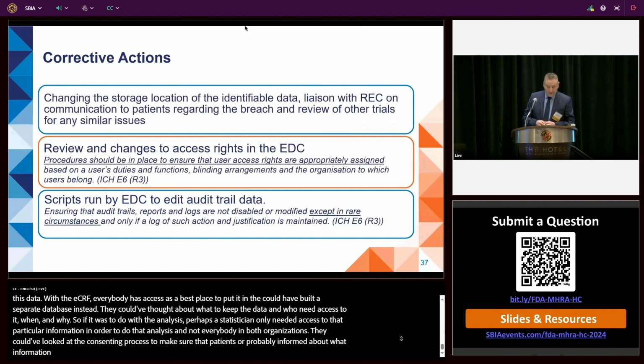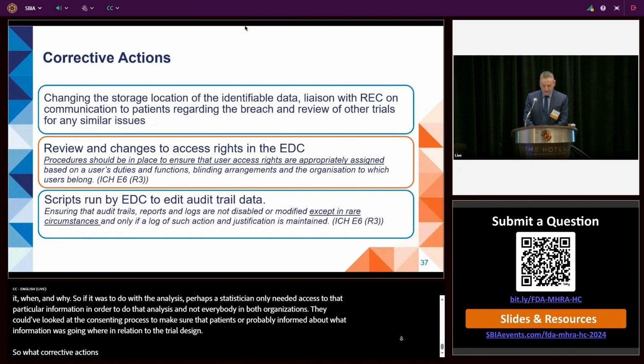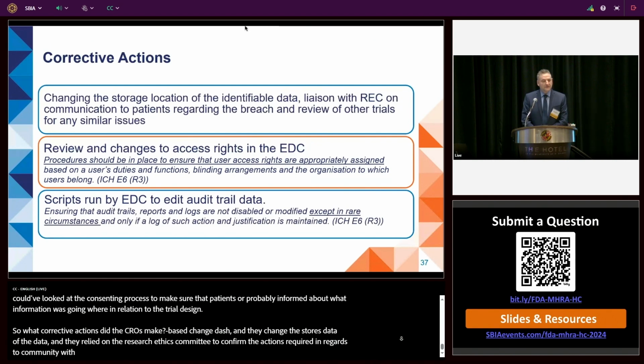So what corrective actions did the CROs make? Well, they changed the storage location of the data, and they also liaised with the Research Ethics Committee to confirm the actions required in regards to communicating with the patients regarding the breach. They also looked to see if there were any other trials that this could have happened, to see whether it was a systemic issue, which it wasn't.